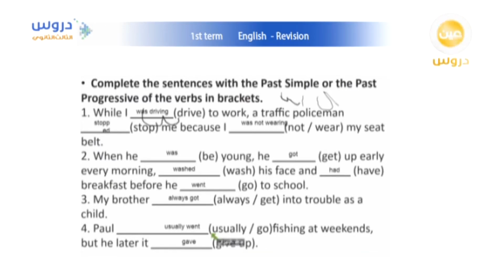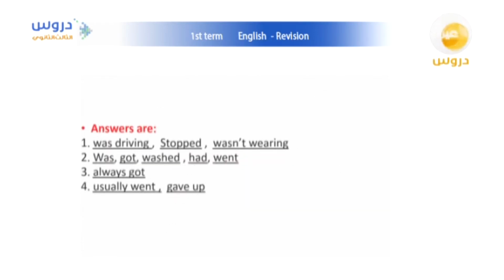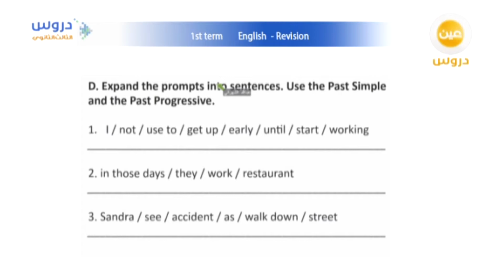But here, for example, go. The past form is went. This is the verb "to". Remind and remember that we are explaining past simple and past progressive. And here we have the answers. Okay, now we move to another exercise. Expand the problem into sentences. Use the past simple and the past progressive.